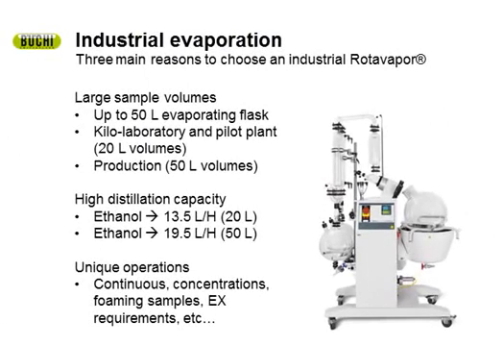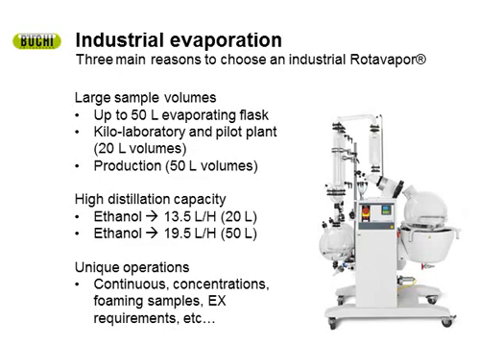So 3 main reasons why you would want to work with an industrial evaporator versus, let's say, a benchtop rotary evaporator is that you're working with larger sample volumes. Let's say you're working in a kilo laboratory or pilot plant. Usually you're working with 20-liter volumes. Production labs are usually working with 50-liter volumes. Well, an industrial evaporator can fit up to a 50-liter evaporating flask.